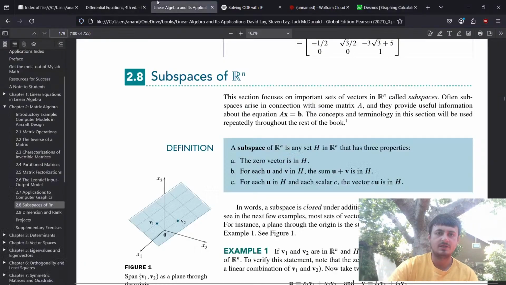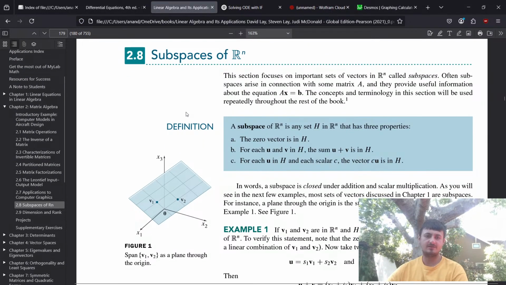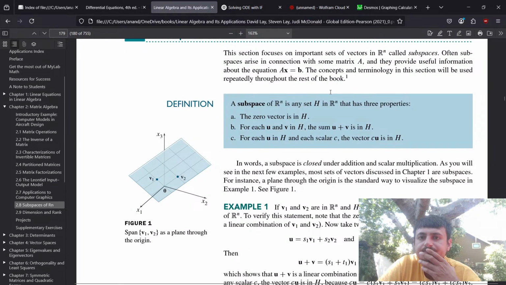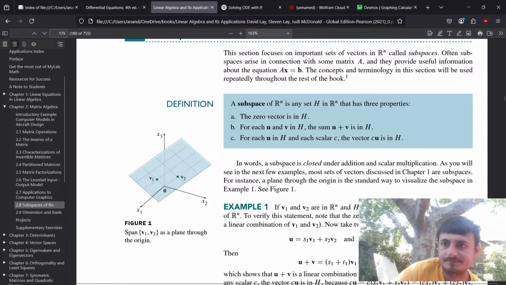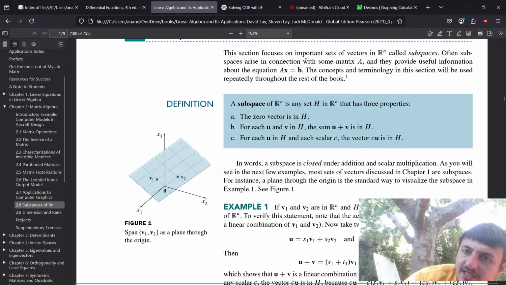All right. So today is subspaces of Rn. The section focuses on important sets of vectors in Rn called subspaces. They provide useful information about the equation Ax equal to b.